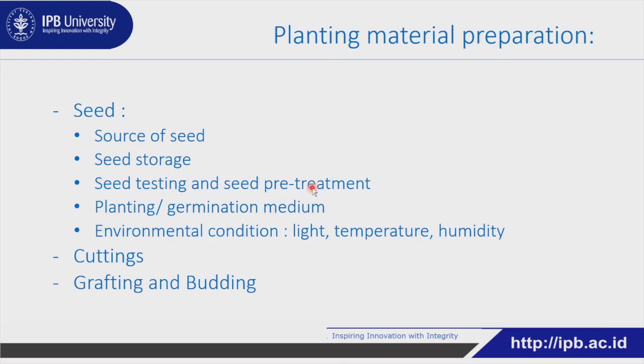Okay, so next is planting material preparation. The material can be from seed, and we can also get plants from cutting, grafting and budding. So for the seed source, we should think about where we can find good seed for our planting material. And we can also harvest from our own plants. We should also think about seed storage, seed testing, and pre-treatment for our seed after storage. And then planting and germination medium, and also environment control.